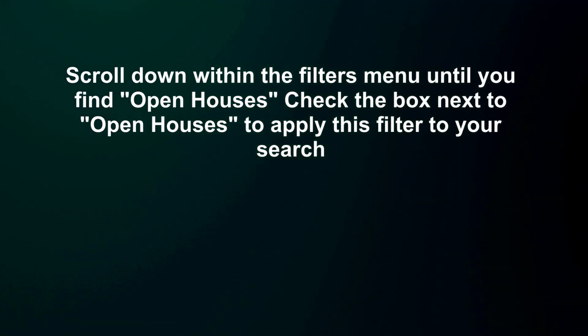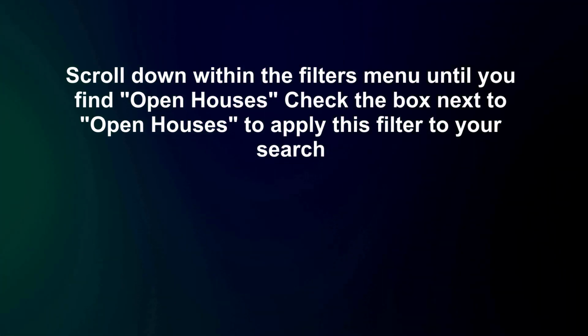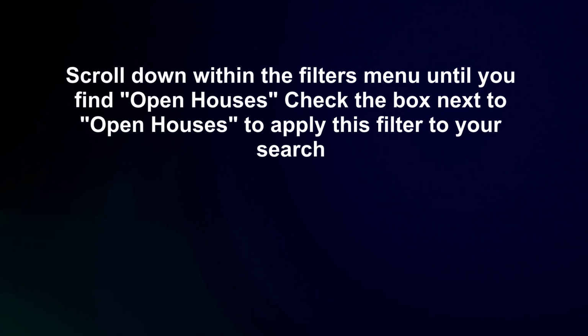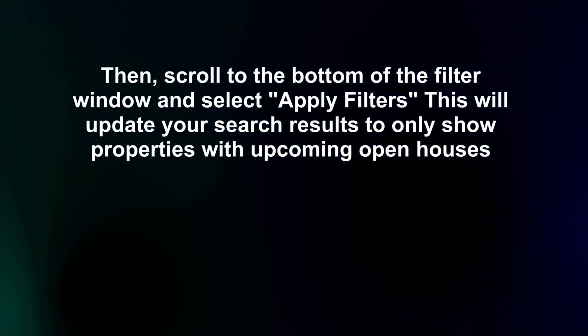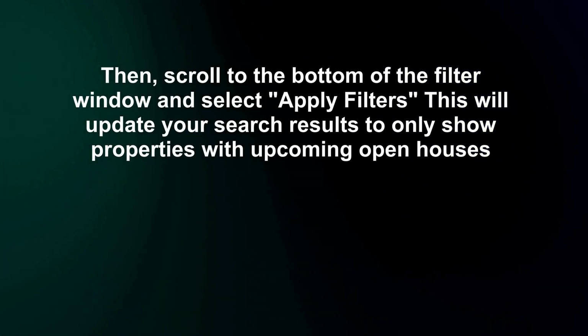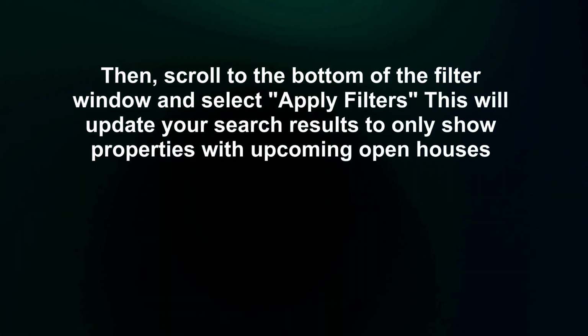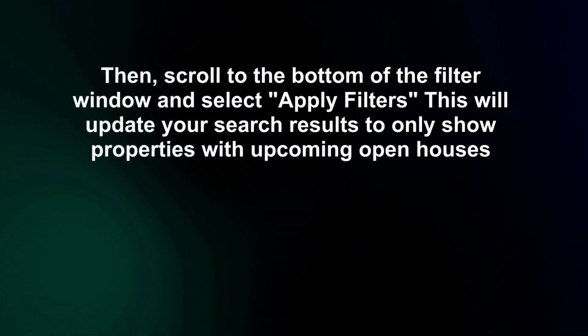Scroll down within the Filters menu until you find Open Houses. Check the box next to Open Houses to apply this filter to your search. Then, scroll to the bottom of the filter window and select Apply Filters. This will update your search results to only show properties with upcoming open houses.